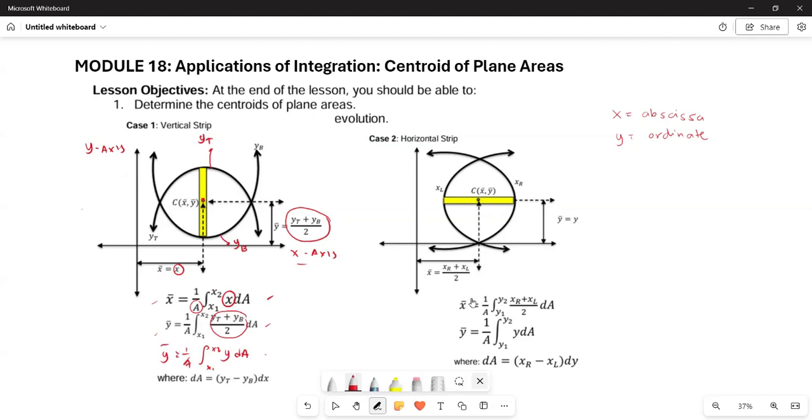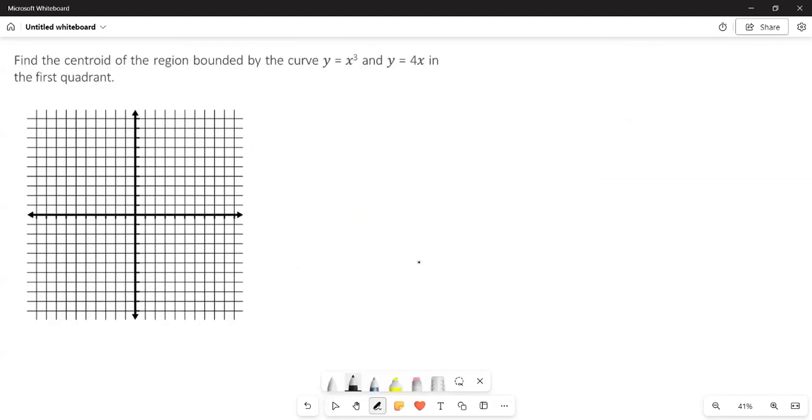But what if ang gamitin naman natin strip is horizontal strip? So ganun lang din, pagbabalik lang natin yung formula natin tapos yung y function natin is magiging x function in terms of y. And then meron pa rin naman tayong dA. Okay, so pakita na lang natin sa example paano natin siya o paano natin sila ginagamit. So we have here our first example.